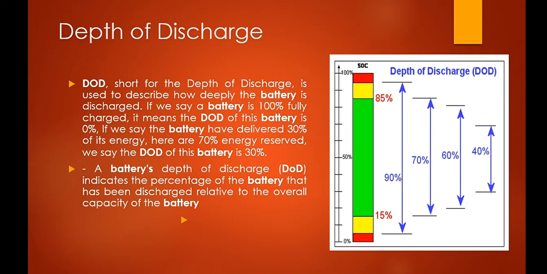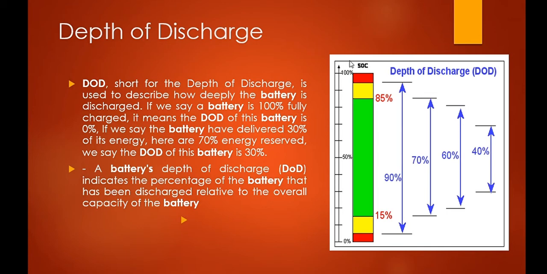If the battery has delivered 30% of its energy, there is 70% energy in reserve. We say the DOD of the battery is 30%. It means 30% of the battery is used. A battery's depth of discharge indicates the percentage of the battery that has been discharged relative to the overall capacity of the battery.